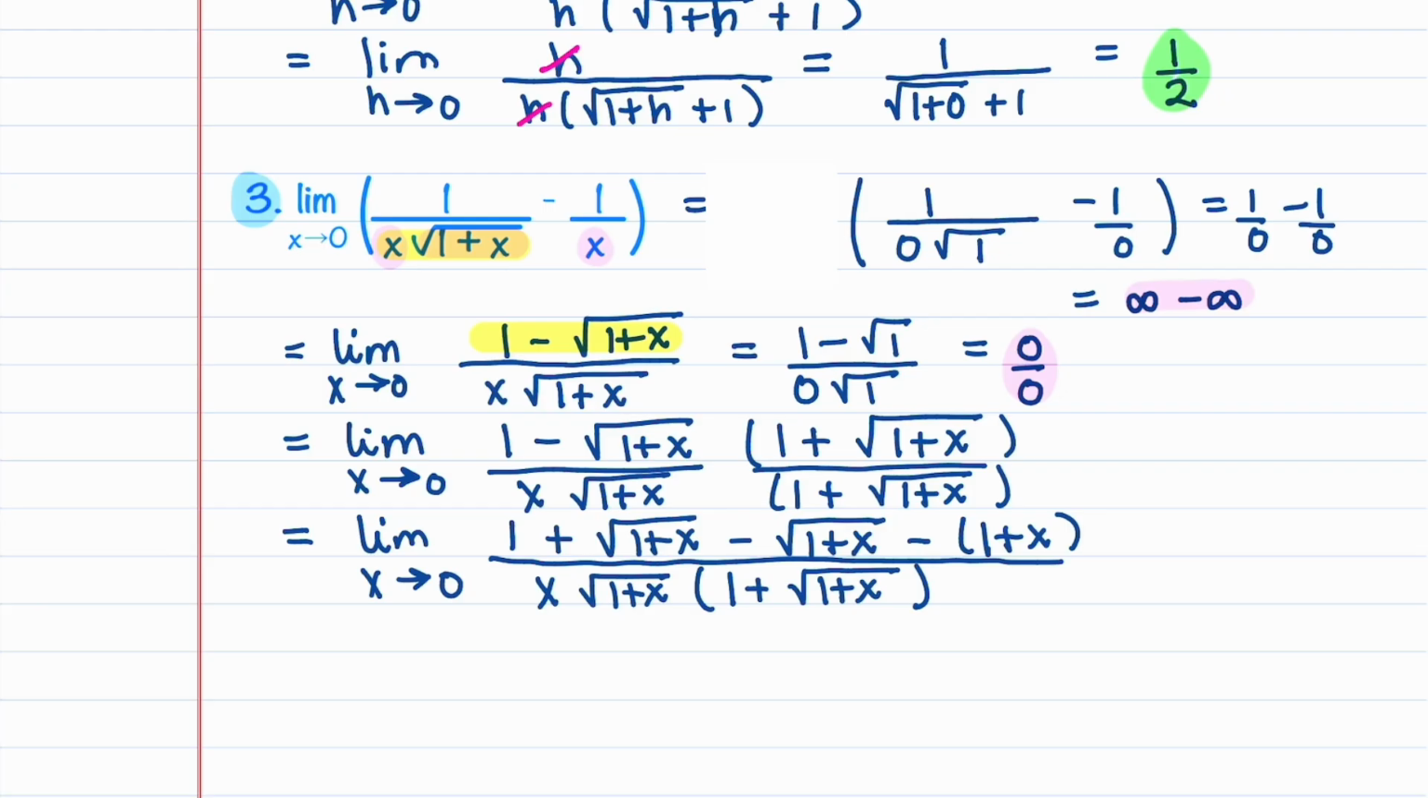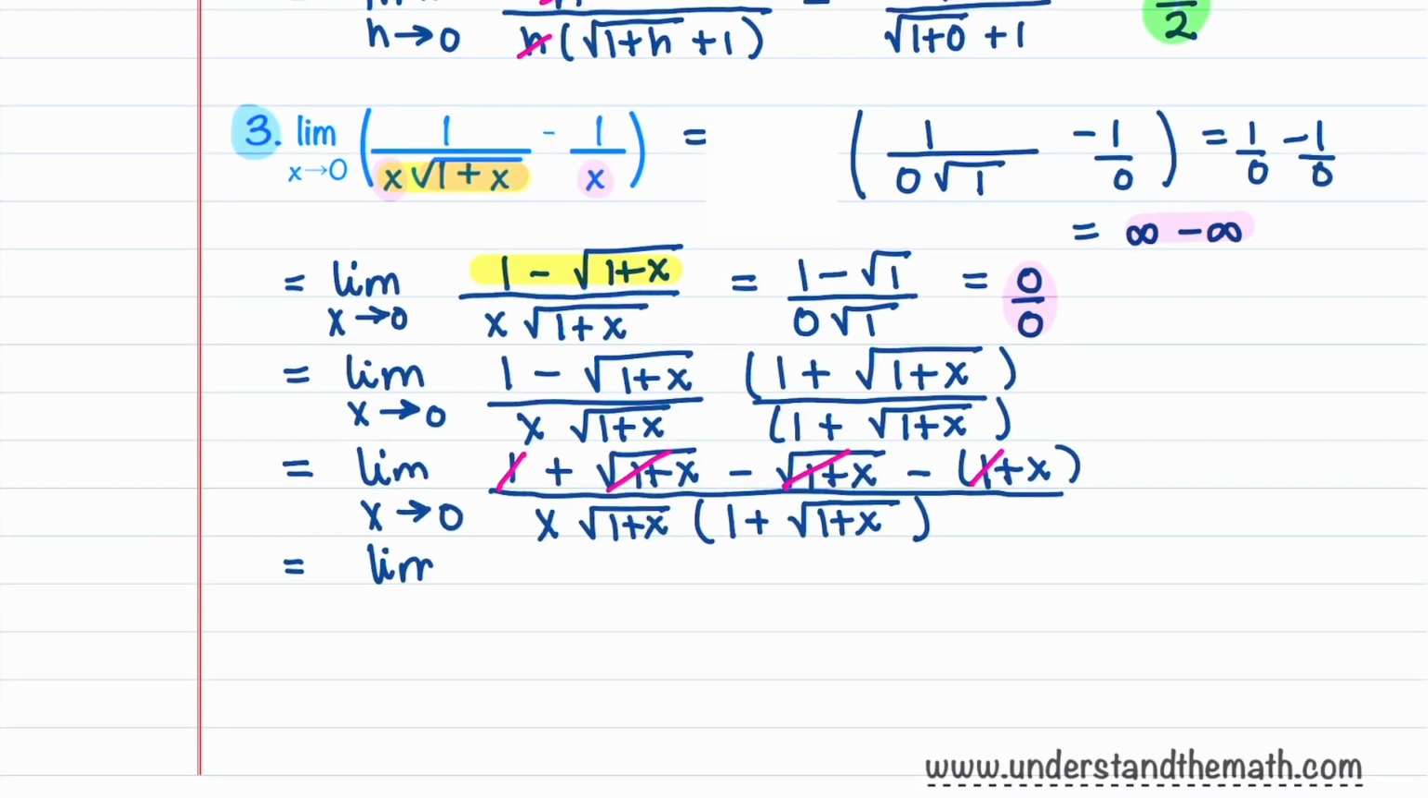Let's look back up at our numerator and we'll cross out the terms that cancel. We have this term and this term cancel, and then our 1's cancel. So let's go ahead and rewrite this as the limit as x goes to 0, we have a minus x up top. And then down below, we have an x, square root of 1 plus x, 1 plus square root 1 plus x. Our x's cancel, which is why we did not multiply out the denominator.